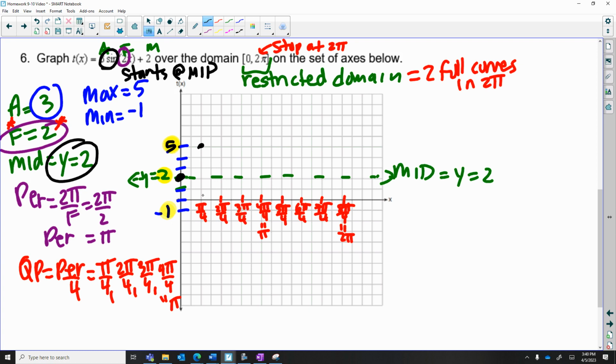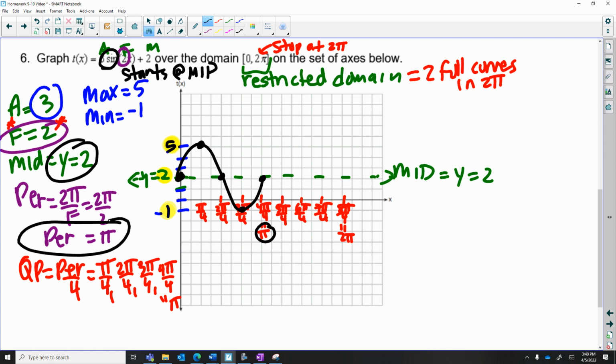So I'm going to go midline, maximum, midline, go down to my minimum, back to my midline. Connect the dots. This is one full curve. Notice one full curve fits into pi, and our period is pi. But they didn't ask me to do one full curve. They asked me to go 0 to 2 pi. So I have to keep going.